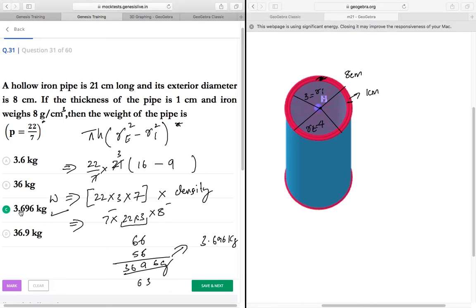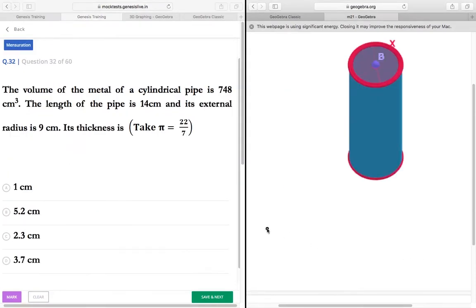Okay, let's move on to the next one. 32nd, similar kind of question. Read the question. Volume of the metal of the cylindrical pipe is given. Length of pipe is given. So length of pipe is this, that is 14 centimeter. And then the external radius, let's say this is the external radius joining the center and the exterior end, that is 9 centimeters.